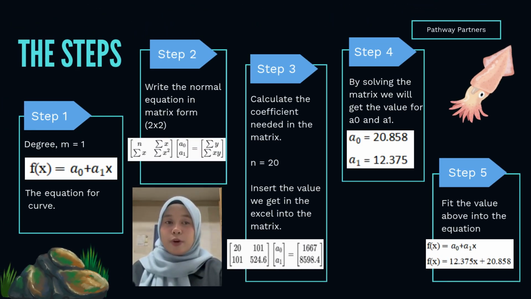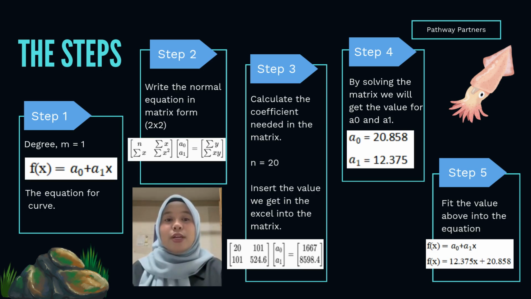Moving on to the calculation process, this slide details the 5 steps used to solve our linear model. In step 1, we establish our base linear curve equation using degree m equal to 1, which is f(x) equal to a0 plus a1x. In step 2, we set up the normal equation into a 2x2 matrix. The formula is the matrix of n, summation of x, summation of x, summation of x squared, times the matrix of a0 and a1, equal to the matrix of summation of y and summation of xy.